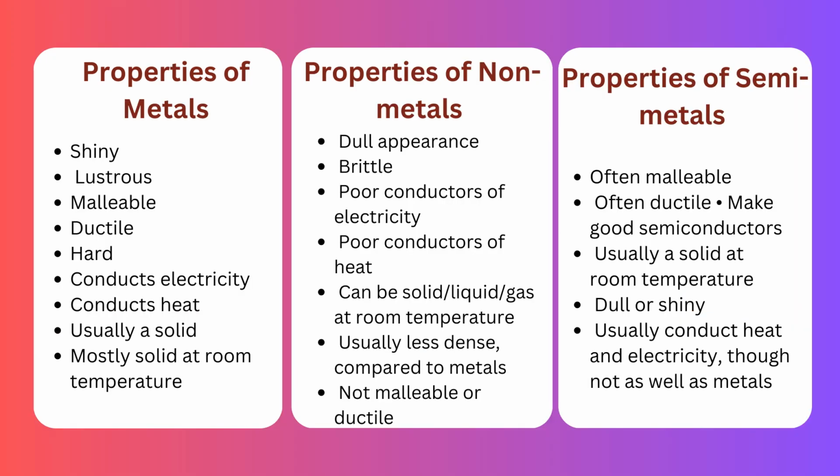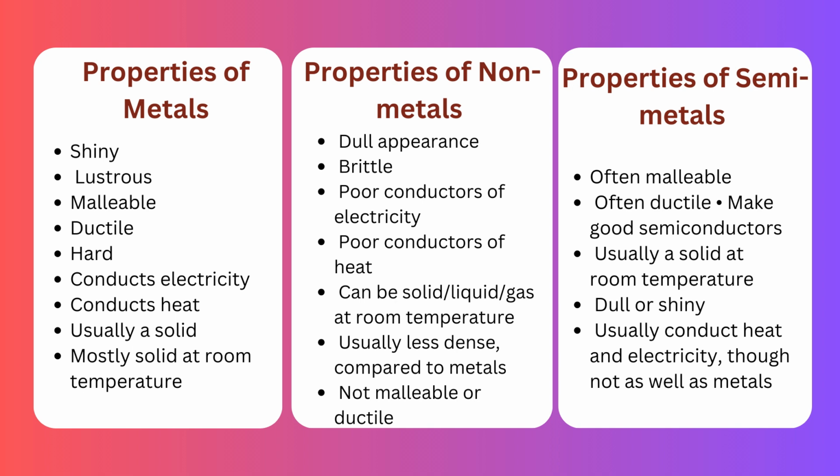Properties of metals: shiny, lustrous, malleable, ductile, hard, conducts electricity, conducts heat. Usually a solid, mostly solid at room temperature. Properties of nonmetals: dull appearance, brittle, poor conductors of electricity, poor conductors of heat. Can be solid, liquid, or gas at room temperature. Usually less dense compared to metals.